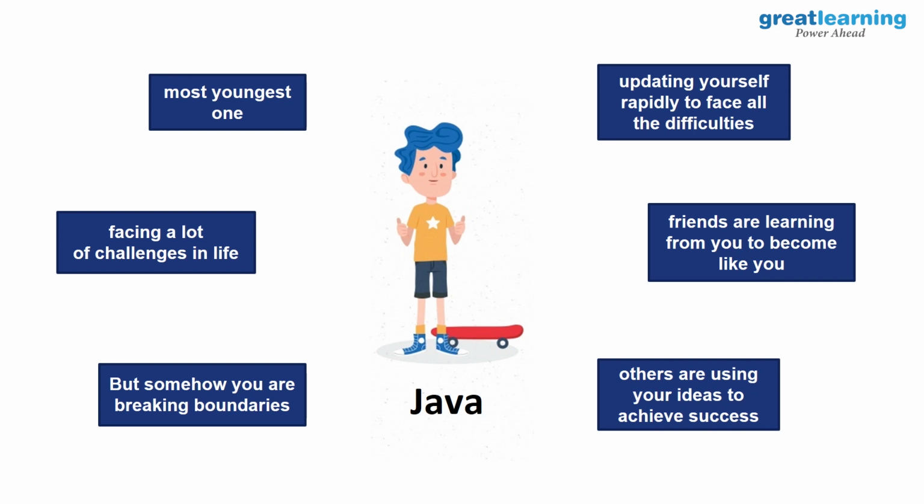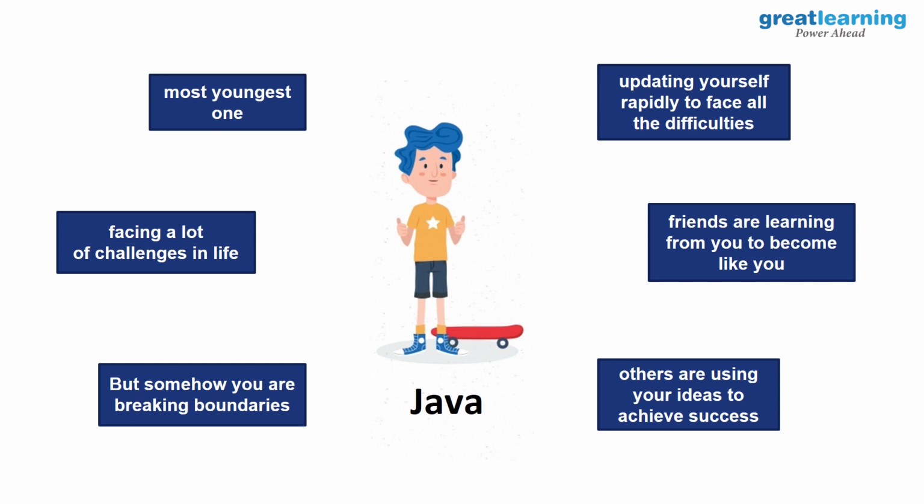So talking about Java, Java is the youngest one in comparison to C and C++. And yes, Java has faced a lot of difficulties and challenges in life. But somehow Java has braved all its boundaries and has come up to the top. Java is updating itself rapidly to face all the difficulties it is facing. And the other programming languages are learning from Java and trying to become like Java. Such programming languages are .NET Framework, PHP, and many more.